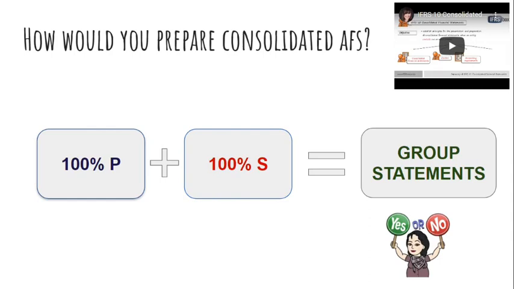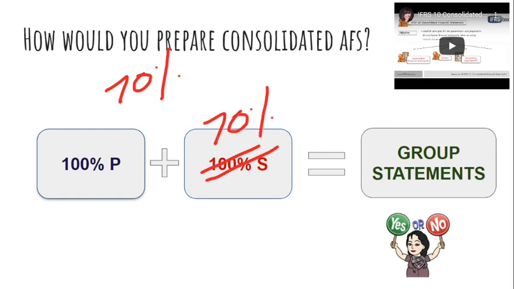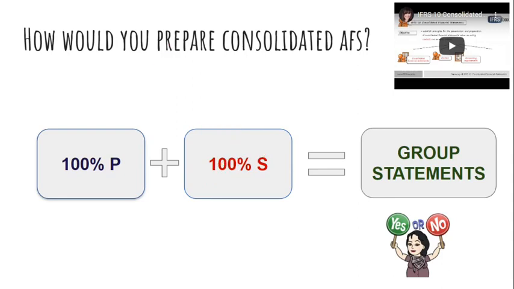What if the parent only has a 70% interest in the equity of S? Still has control, but only owns 70% of the shares, the equity of S. Can I still add 100% of the PPE of S? Or should this become 70%? What do you think? 100%? 70%? The answer is 100%. And the reason for that is because P controls 100% of the business of S.